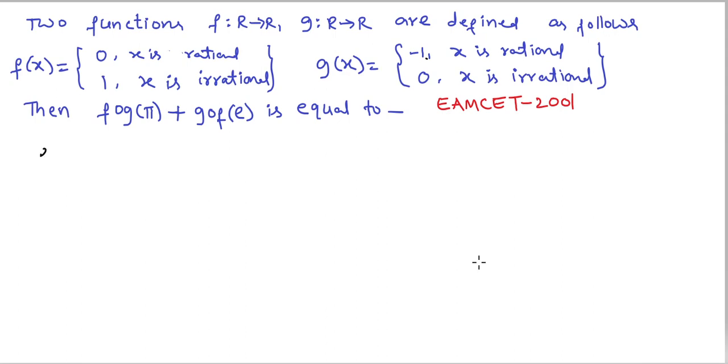First we find the value of f circle g of pi, that is equal to f of g of pi. Here in f of g of pi, pi is an irrational number. For an irrational number, the function g of x is given as 0, that is f of 0. Here 0 is a rational number. The function f of x is given as 0 for rational number 0.